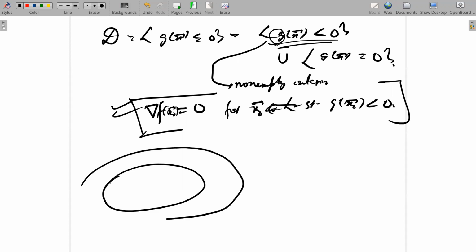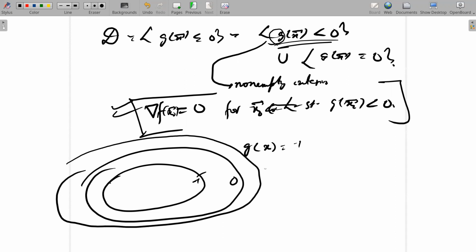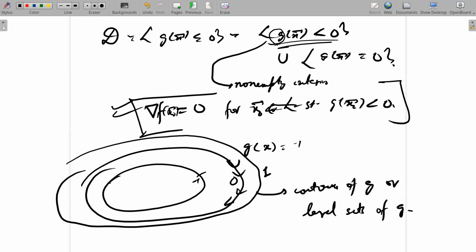Now, g has some level sets. g of x equals -1 and so on. So let's say this is corresponding to -1, this is corresponding to 0, this is corresponding to +1. So these are contours of g, or level sets of g. Level set meaning you're setting g equal to something and you're looking at all those n-1 dimensional surfaces satisfying that condition. Now, one thing that is clear is that g does not vary on these level sets. That's the definition of a level set, right?